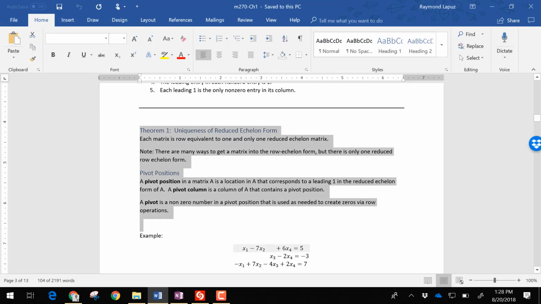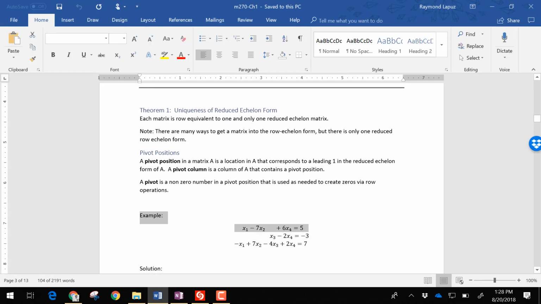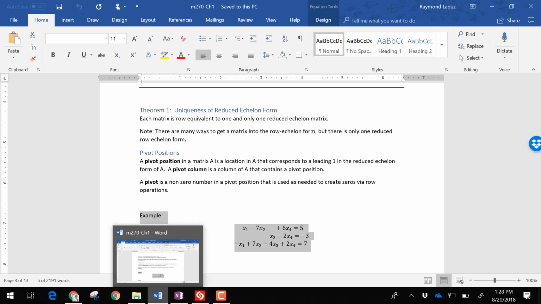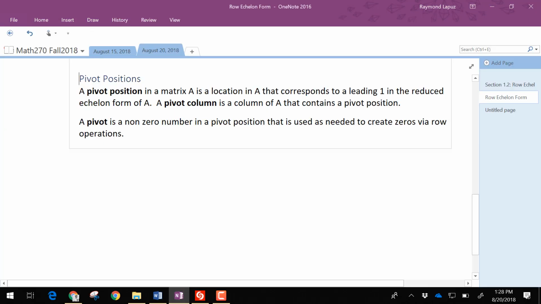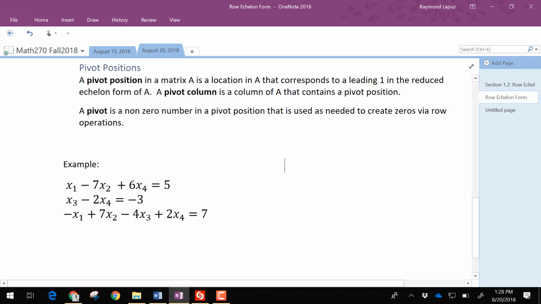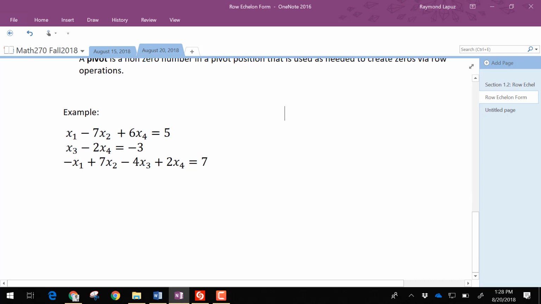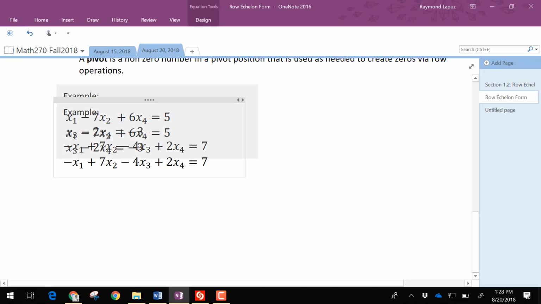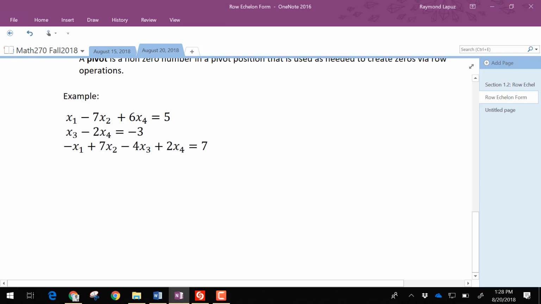Let's use the example that I have here. And before we get to the solutions, why don't you spend about 5 minutes working on your own to see if you can come up with the results in row echelon form.